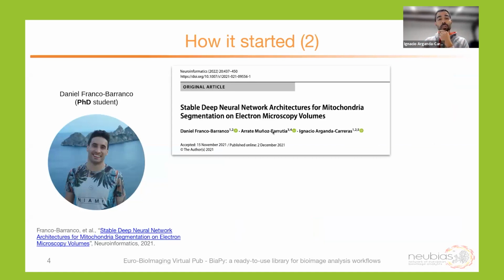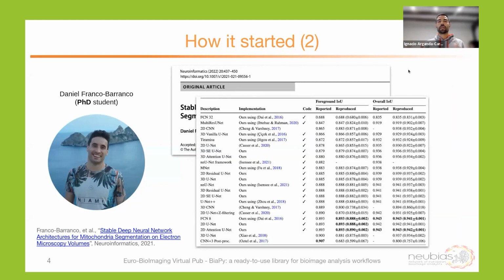And it went well. It went actually very well. So he became my PhD student and Arrate's as well. And a few years later, not because it took us 2 years, but because you know how the publication system works, we got a very nice paper in Neuroinformatics with what I think is a very honest comparison of the state-of-the-art methods to do semantic segmentation on this type of data, both in 2D and 3D. He actually did implementations of previously published networks, because, no surprise there, many of them come without the code.